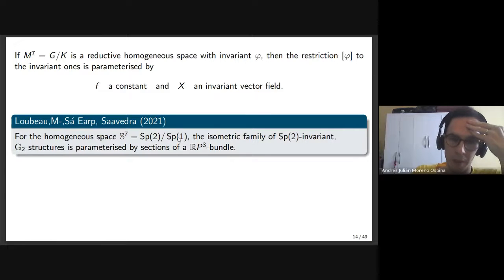You have 3 equivalent summands in the isotropy representation, and each one of them is a trivial representation. So basically, you can do for other homogeneous spaces with invariant G2 structure the thing that we did for the 7-sphere, and you can describe the isometric family, and probably it will turn out that your isometric family is also an RP3 bundle, or an S1 bundle. I don't know. It depends on the isotropy representation.